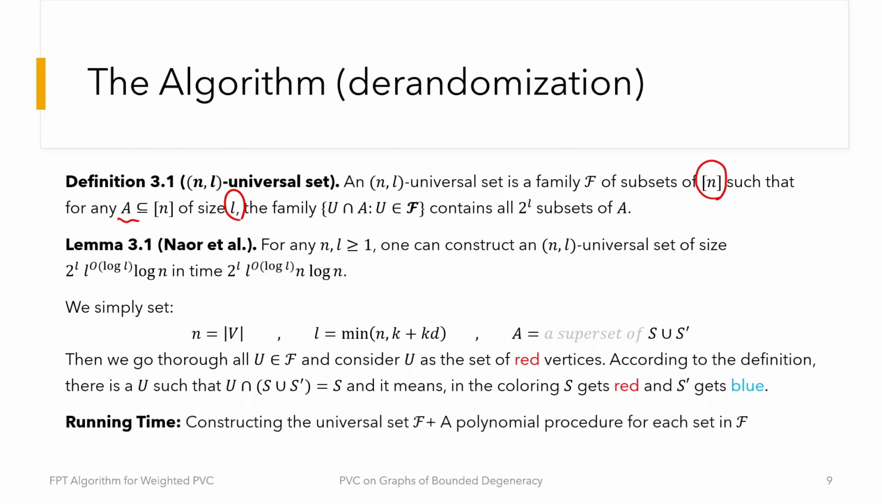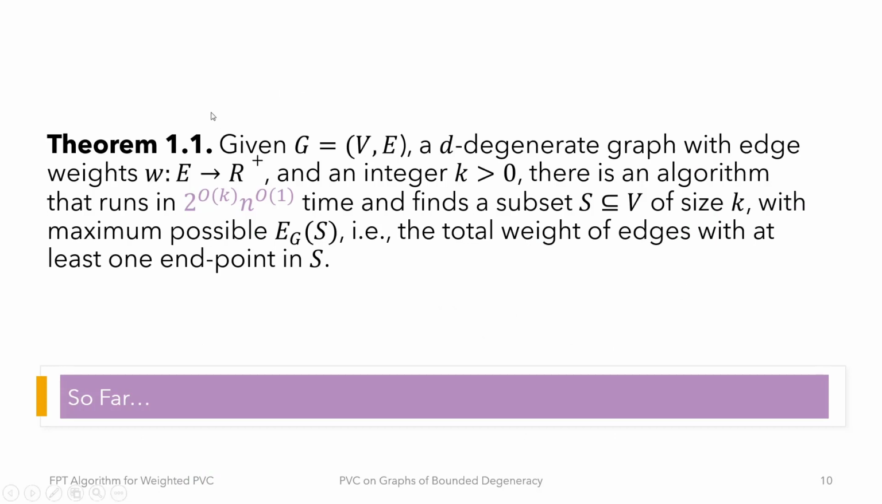So we consider U as red vertices, and then we calculate the values the same as before, and then we again return the k most valuable vertices. And the running time would be just constructing the universal set and then doing a polynomial procedure for each set of the universal family, which will give us this running time. This is the first theorem.